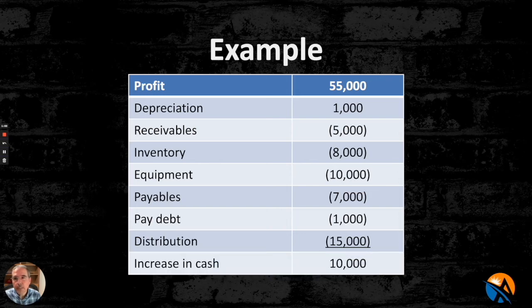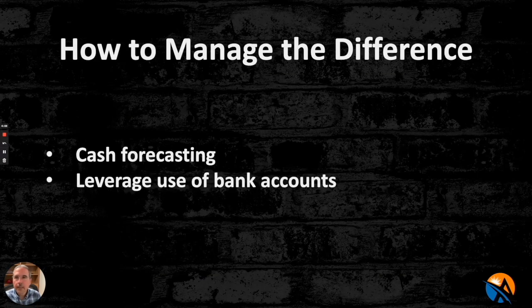So as you can see, in this case, we actually made a profit of $55,000, but only $10,000 actually made it into the bank. This is why having and reviewing your cash flow statement is critical, so you can understand that, okay, I made $55,000, but only $10,000 went in the bank. How can I get that number to be higher? So how can you better manage the cash flow?